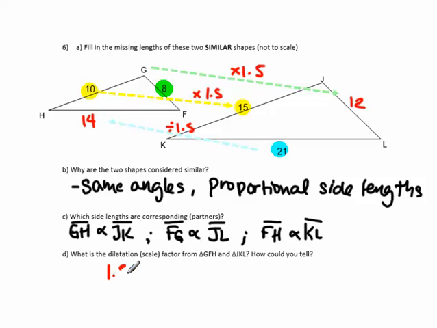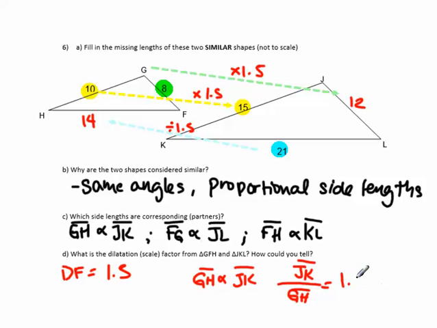Well, I know the dilatation factor is 1.5. And how could I tell? Well, because I know that GH is proportional to JK, what I did was I found the ratio of JK divided by GH, and I found the answer to be 1.5.